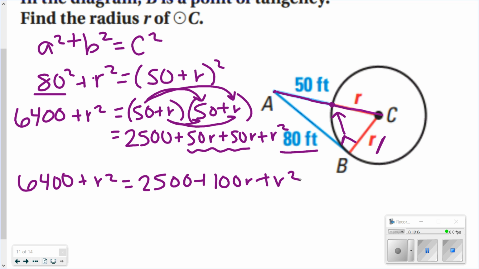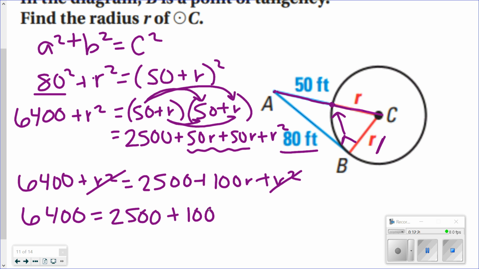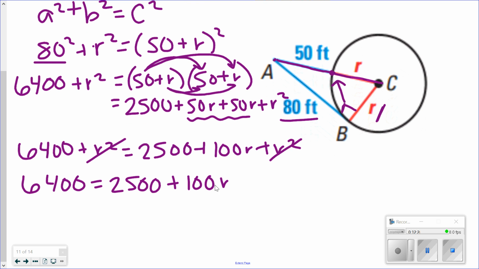All right, so this is a lot. We have a lot going on here, but what do we notice is on both sides of the equal sign? Well, you should see that we have r squareds on both sides. And what happens when we have r squareds on both sides? They cancel out. So that is very nice. So now I have 6,400 is equal to 2,500 plus 100r. So now I just have a two-step equation to solve for r.